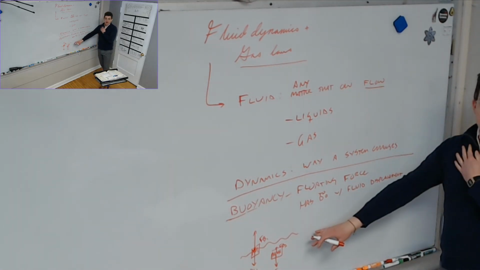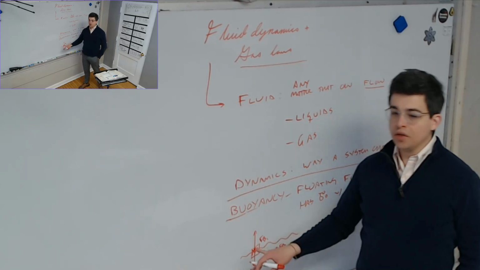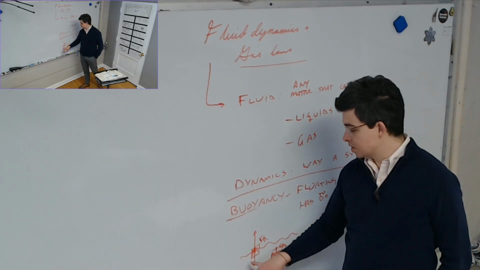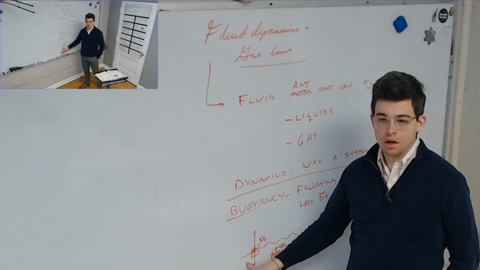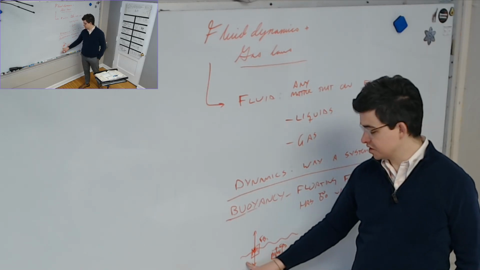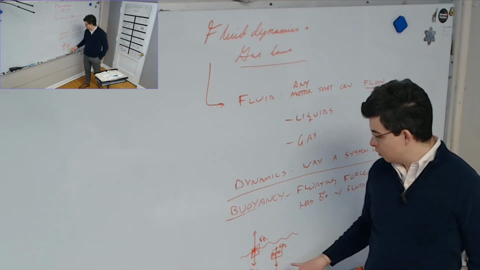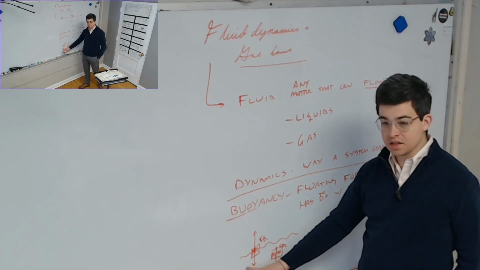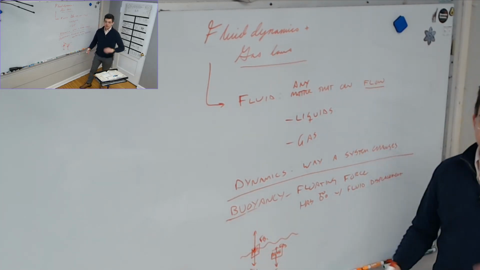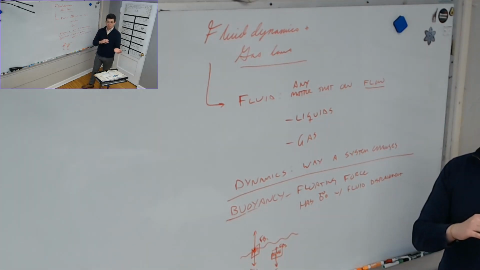Both of these have a net force acting on them. What's the net force on this one? Try again, it has a net force. What direction is it? Up. What's the net force on this one? Down. So this one is floating and this one is sinking. If the weight is less than the buoyant force, it will float. Let's write this down.